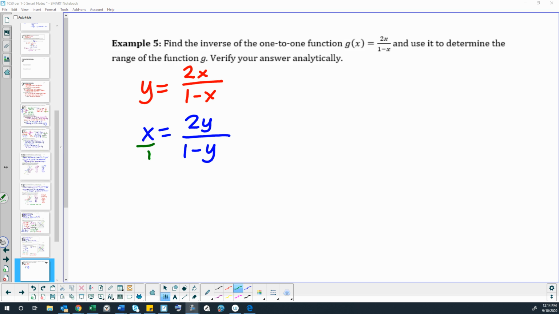We are finding the inverse of g of x equals 2x over 1 minus x so that we can find the range of g of x. So we've started by replacing our g of x with y, and then we've traded our x's and y's, and we just talked about the best way to get rid of these fractions. We decided cross multiplying might be the best way to do that.